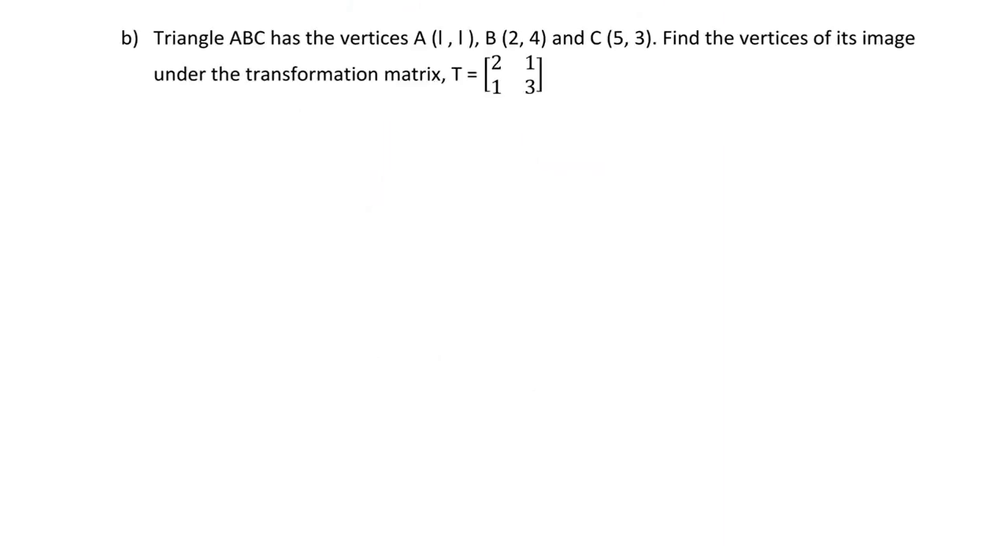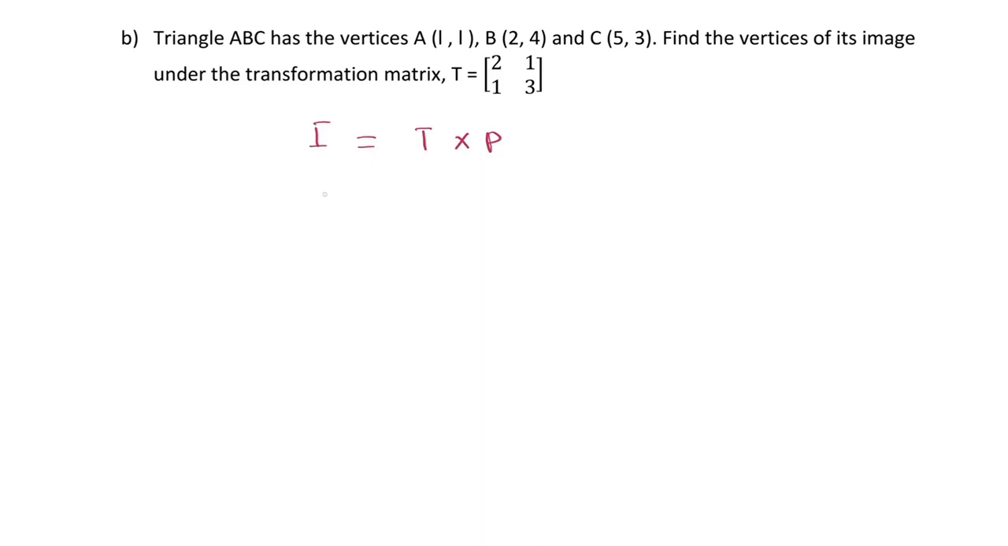Part B, a triangle ABC has vertices A, B, and C with those coordinates. We are supposed to find the vertices of its image under the transformation matrix T equals matrix 2, 1, 1, 3. Okay, so this is the transformation problem, and to find the image, we are going to use the following relation, which says image equals transformation matrix times point.